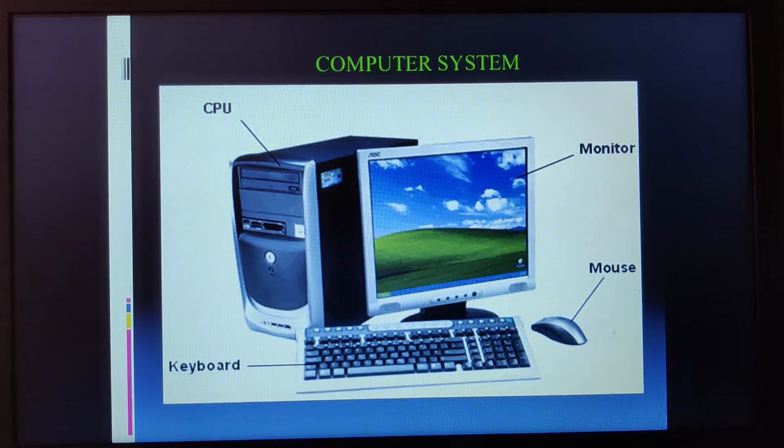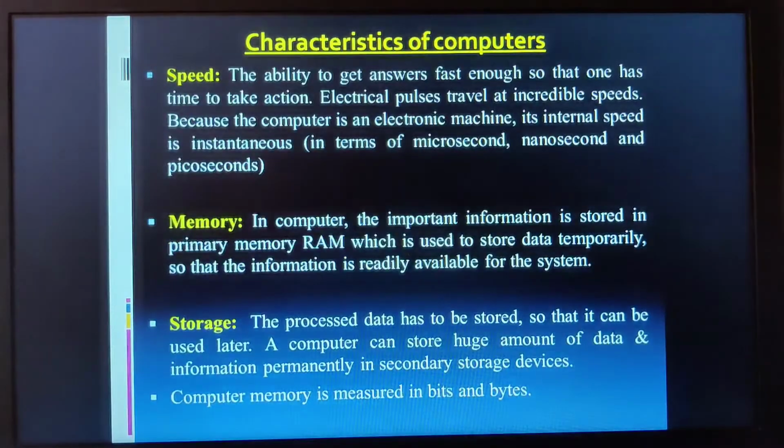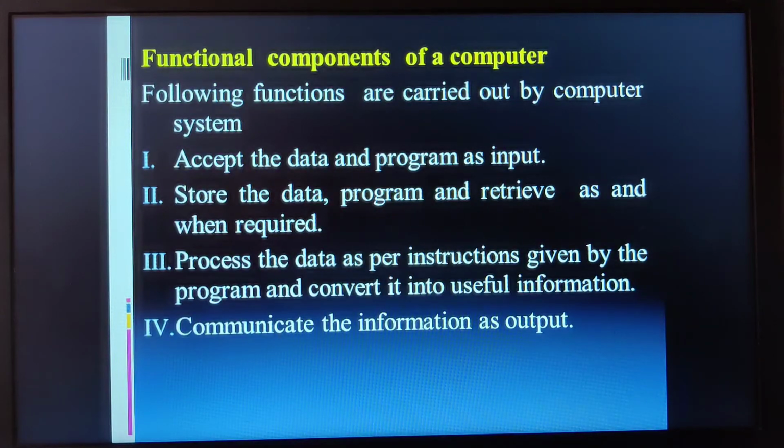It is an important question, again 2 marks they will be asking. Write the basic functions that the computer has to perform. That means all these 4 points you need to write. So I will be showing you here. These are the 4 points that you need to write. That is, the following functions are carried out by the computer system. I hope the points are clear to you.